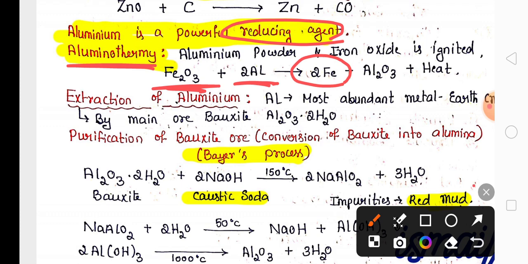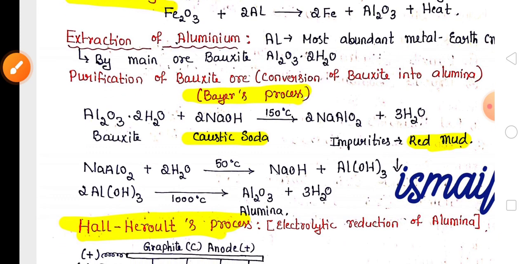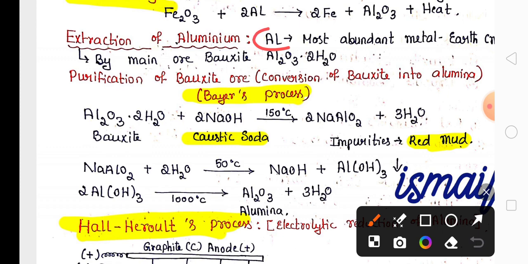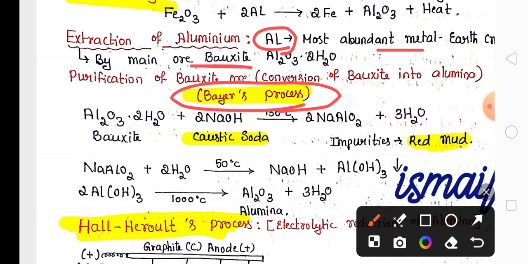Now come to the most important part of this chapter, extraction of aluminium. And aluminium is the most abundant metal in the earth's crust, and it is extracted from a main ore called bauxite. So in the first step of extraction of aluminium, we need to do Bayer's process. It is one of the leaching methods to purify bauxite ore by removing gangue or impurities.